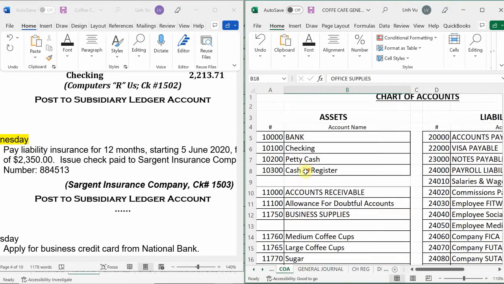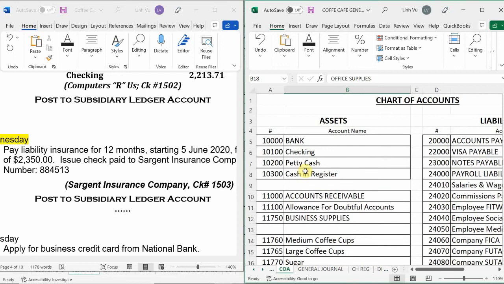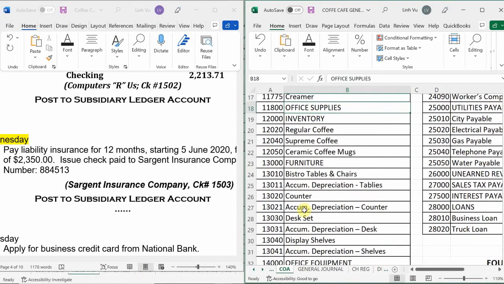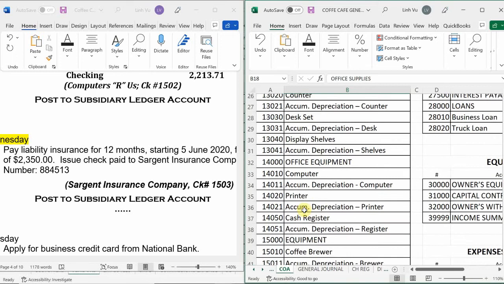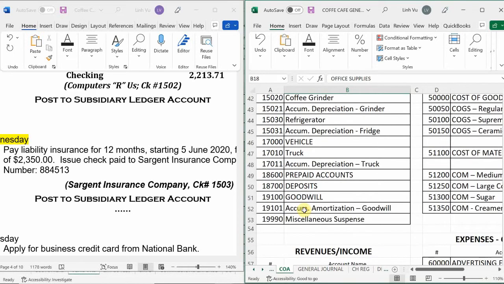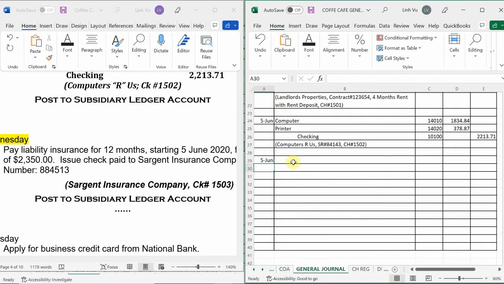Okay, there we go. So we got checking, we got prepaid, and insurance expense.